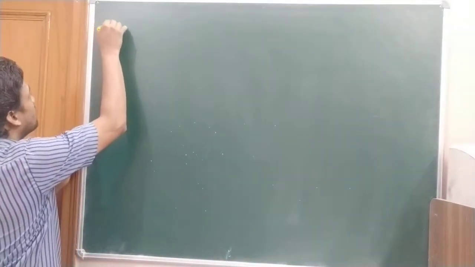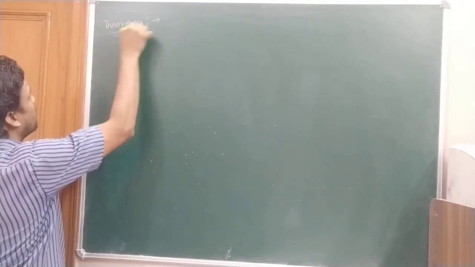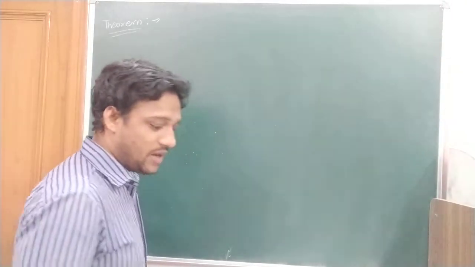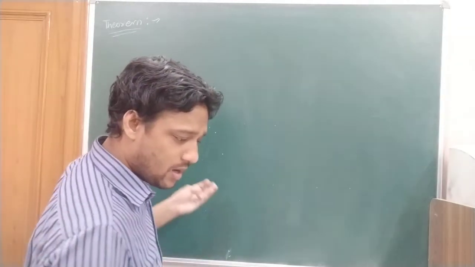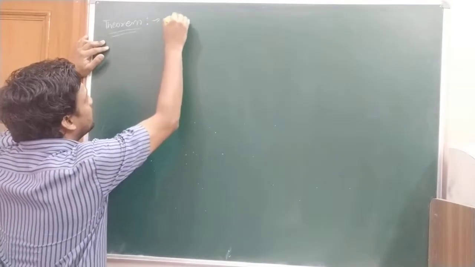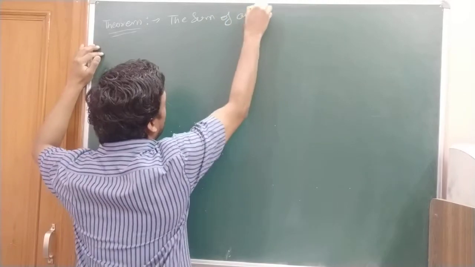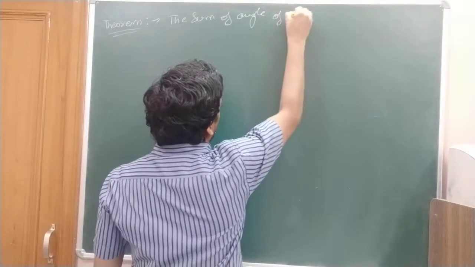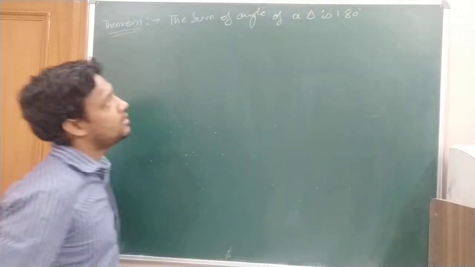Theorem. This theorem is in your syllabus. There are only two theorems in your syllabus. One is vertically opposite angles, which we have already done, and the other is the angle sum property: the sum of angles of a triangle is 180 degrees. Clear? This is the theorem.